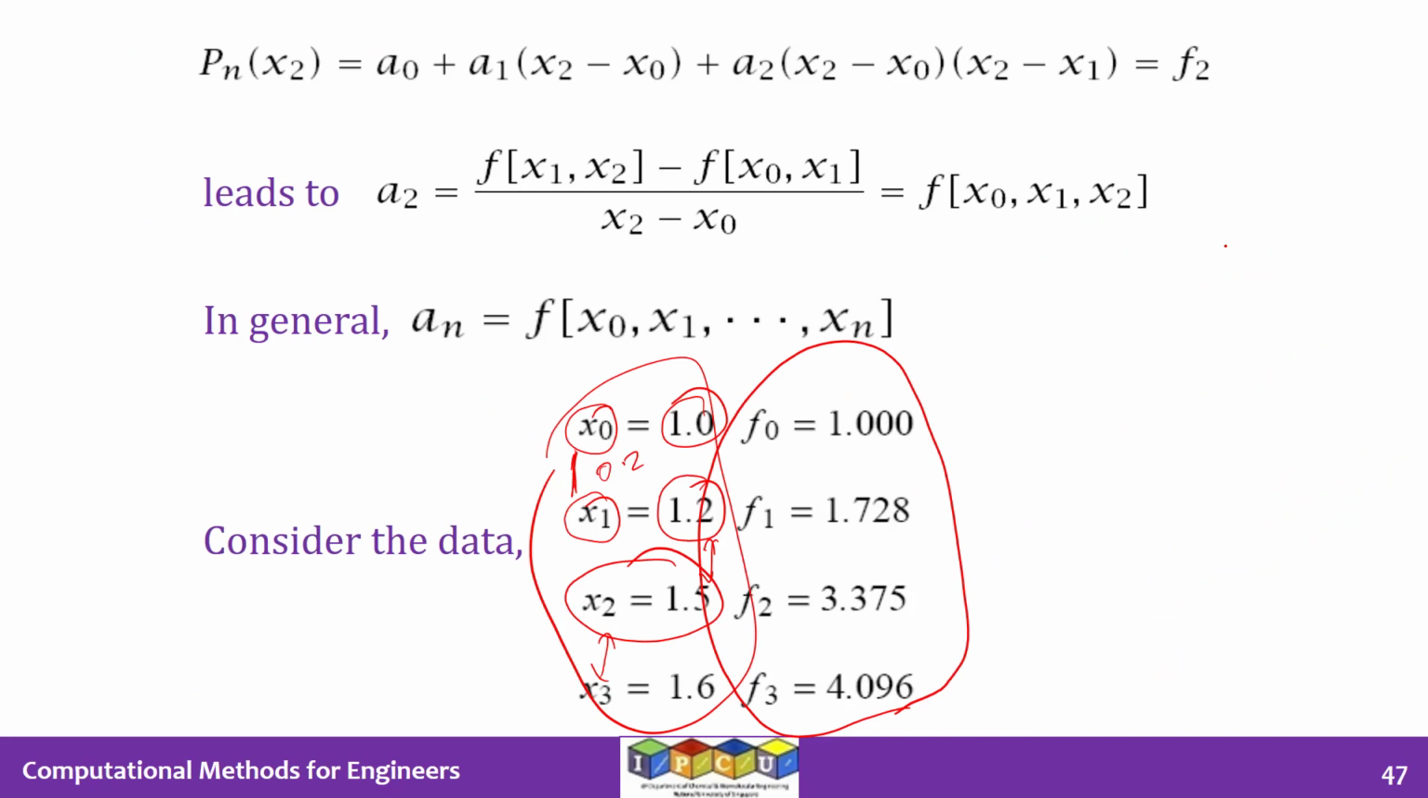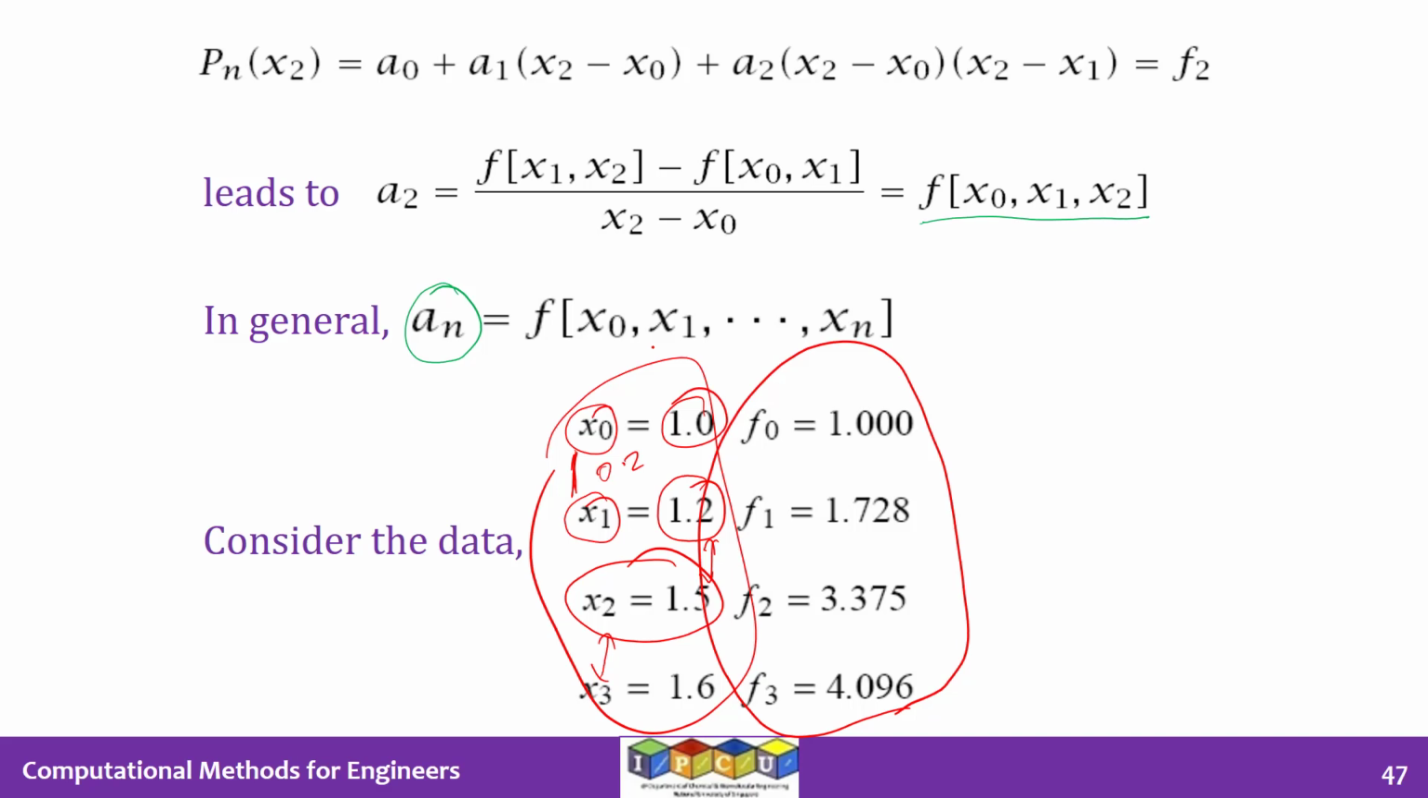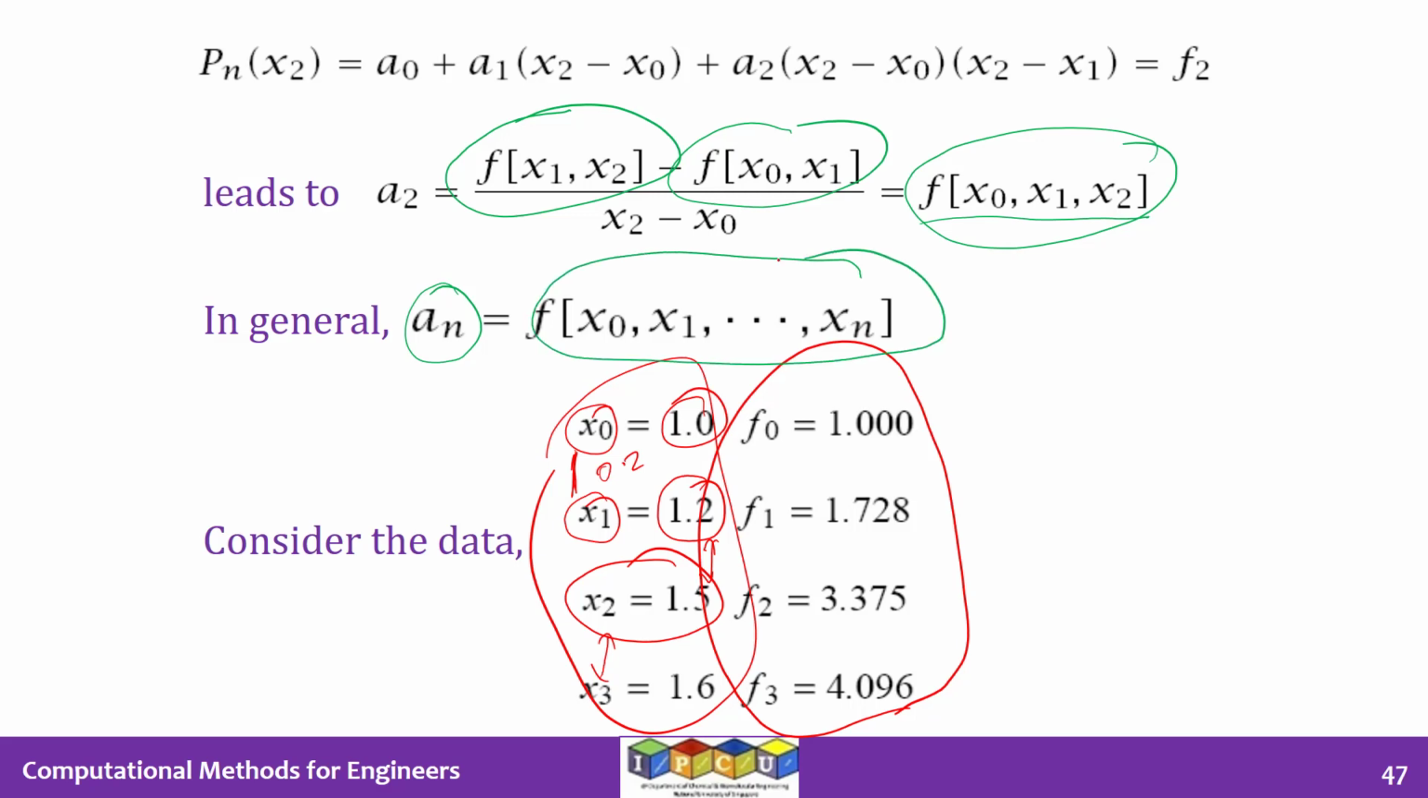So when you do that, you can see that A2 is going to be equal to F of x1 comma x2 minus F of x0 comma x1 divided by x2 minus x0, which is nothing but the second divided difference involving x0, x1 and x2. If you proceed in the same manner and with a little patience and a little bit of careful work, we can show in general that An, the coefficient of the last term, will turn out to be the nth order divided difference. So this is the second order divided difference. This is the first order divided difference. So this will be the nth order divided difference.